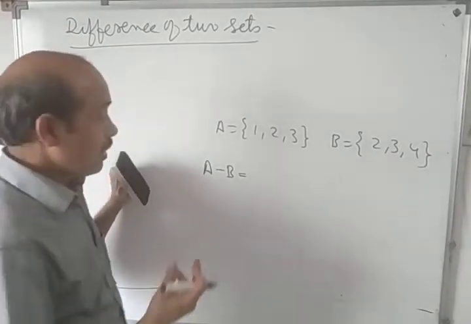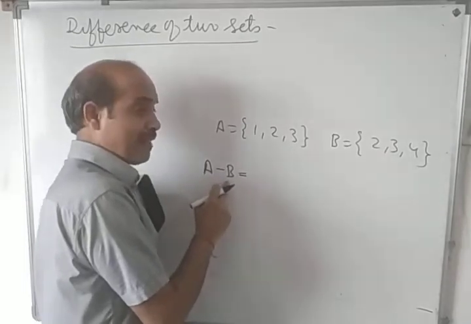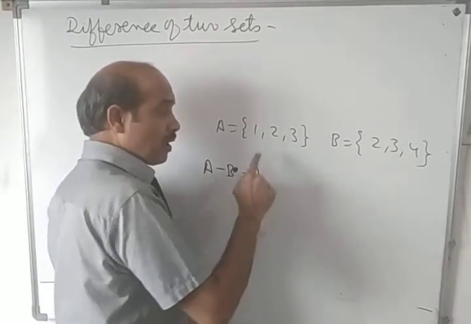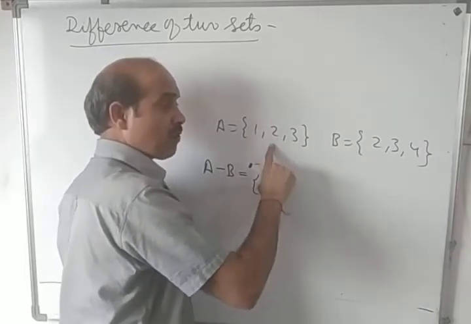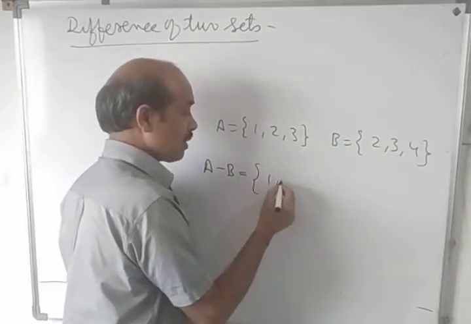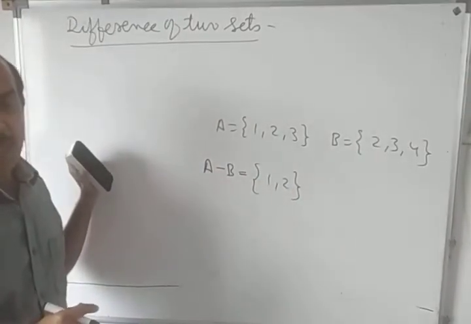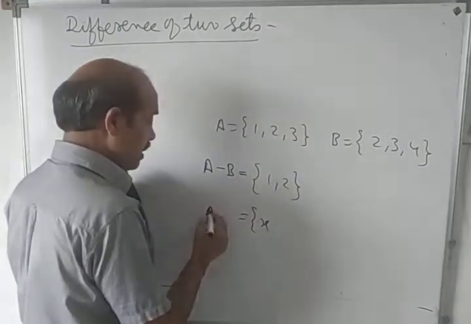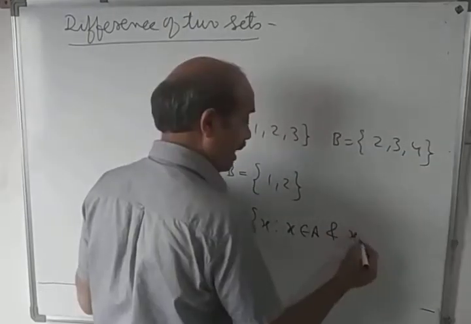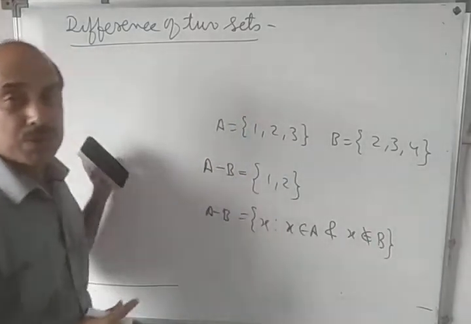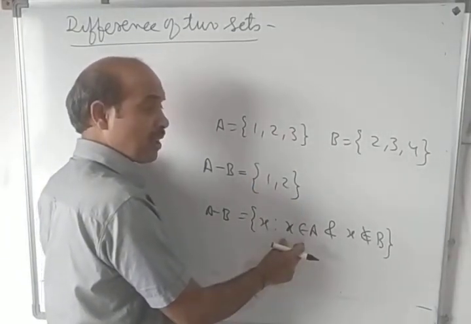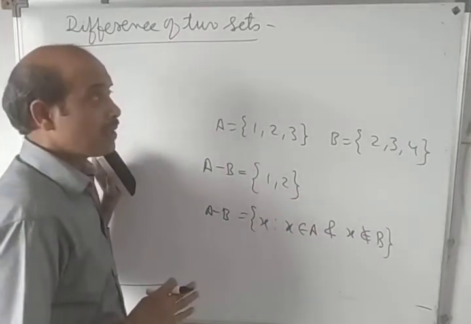And what is difference means? If you are saying A and B are difference is required, or A minus B is required, then we will write the element of A, removing the element of A which are present in B. So 3 is present in B or in both, that will be removed, and this will be A minus B. In set builder form, A minus B is the set of X such that X belongs to A and X not belongs to B. So difference of set A and B is the set of all elements of A which are not in B.